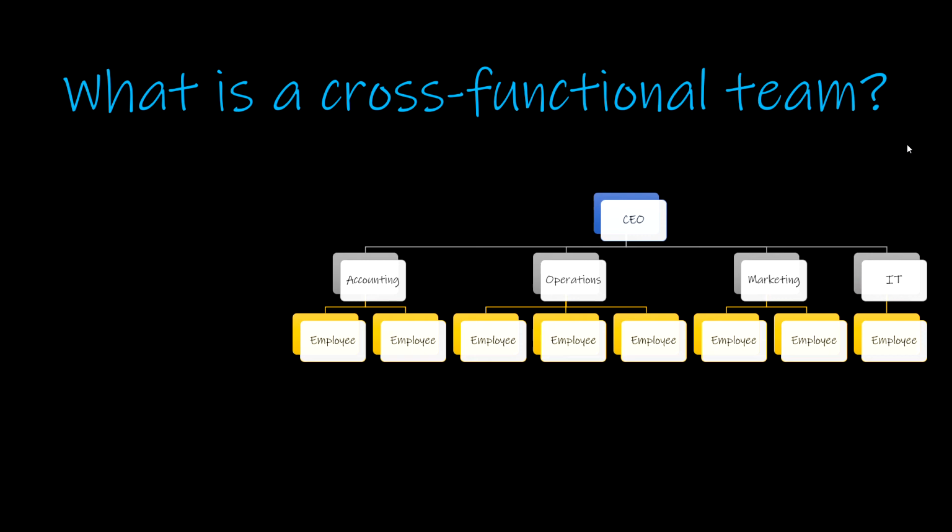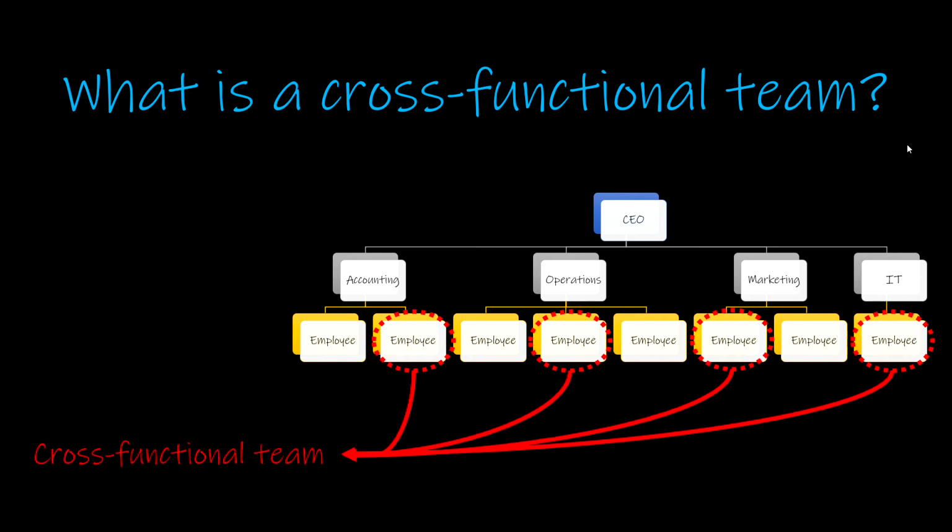Now, what I want you to do here is imagine that we took one employee from each one of those departments and we put them together on a team to solve a problem. That would be an example of what we would call a cross-functional team. And the idea behind cross-functional teams is that we bring together people with different backgrounds and different knowledge bases so that they can look at a problem from different perspectives and help us solve it differently than we would have if we had only brought in people with one type of background.